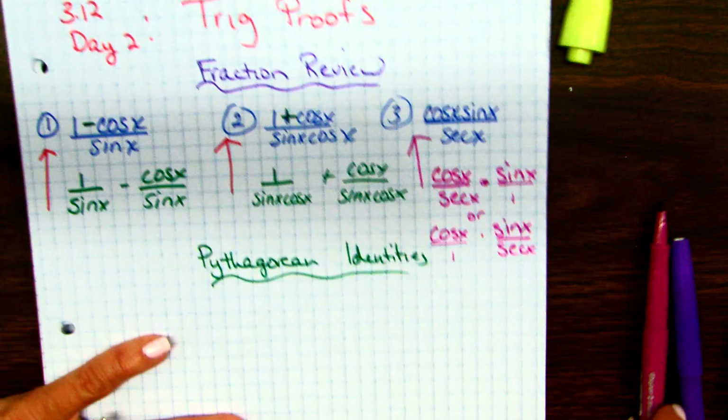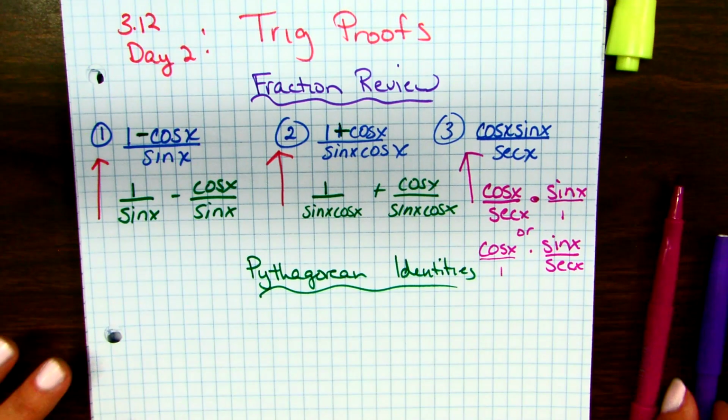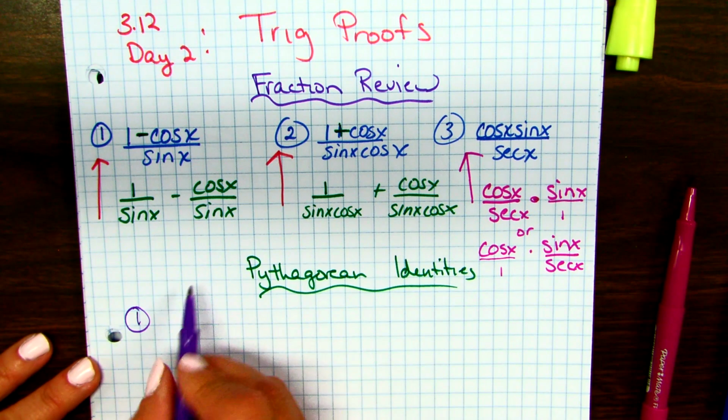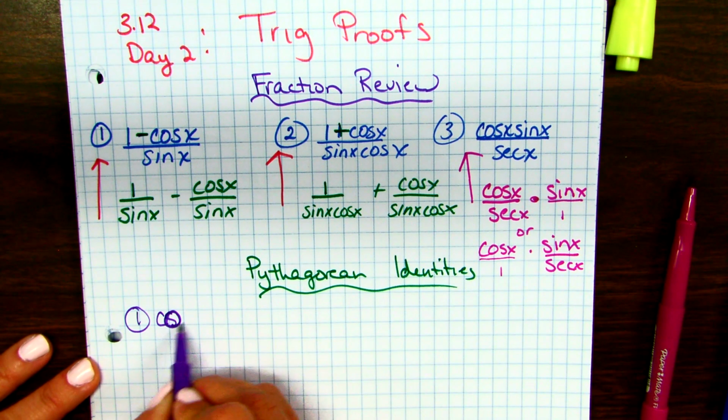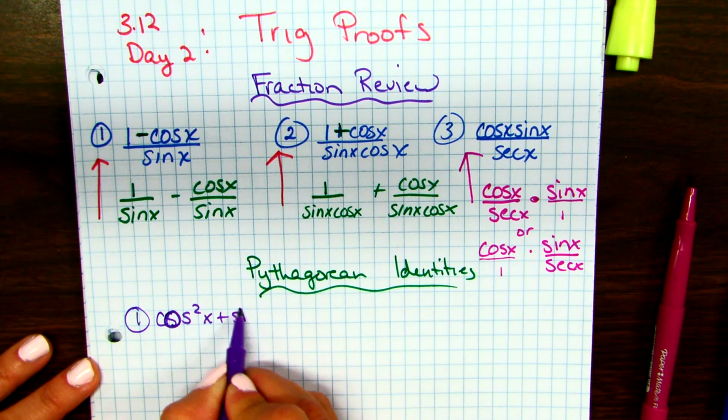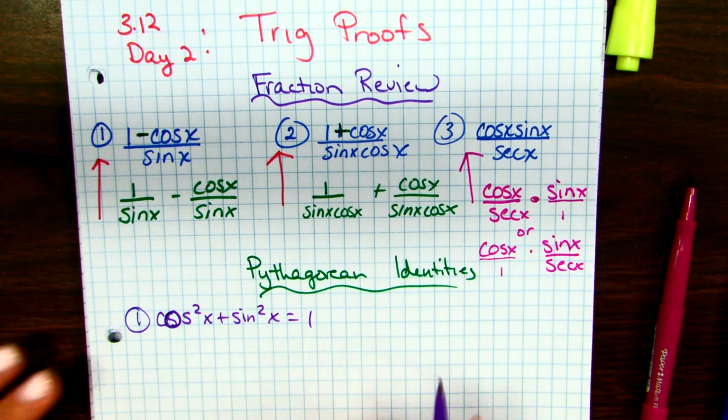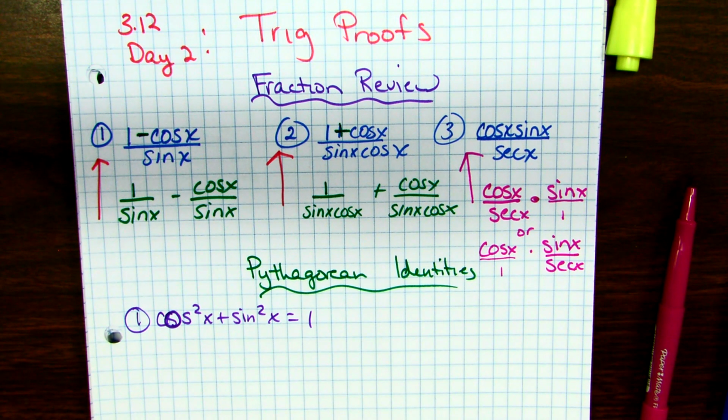So important that you recognize them. They pop up all the time, including today. Starting with cosine squared x plus sine squared x equals 1. That's like the one that starts everything going. That's like your basic Pythagorean theorem on the unit circle.